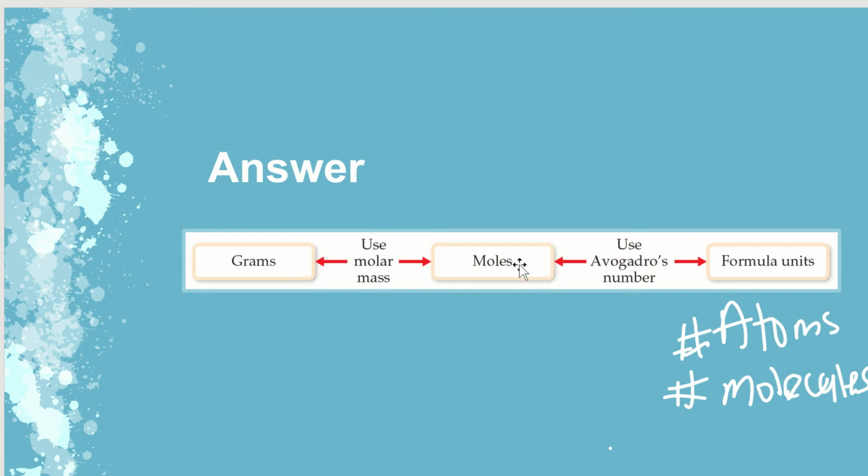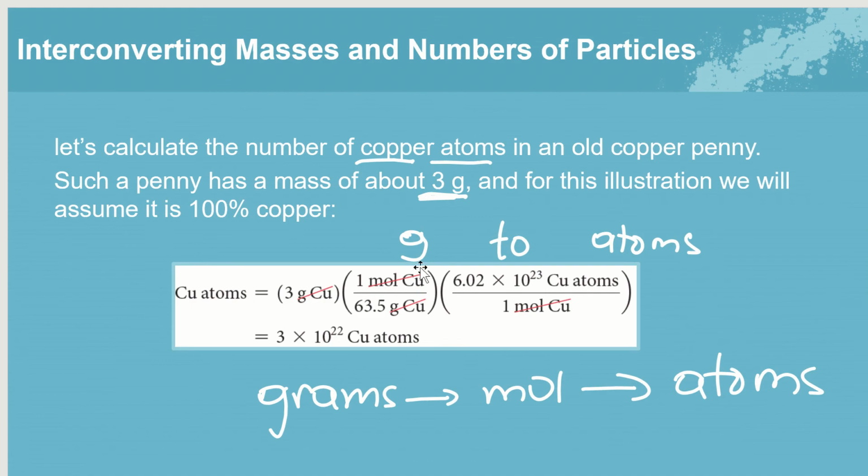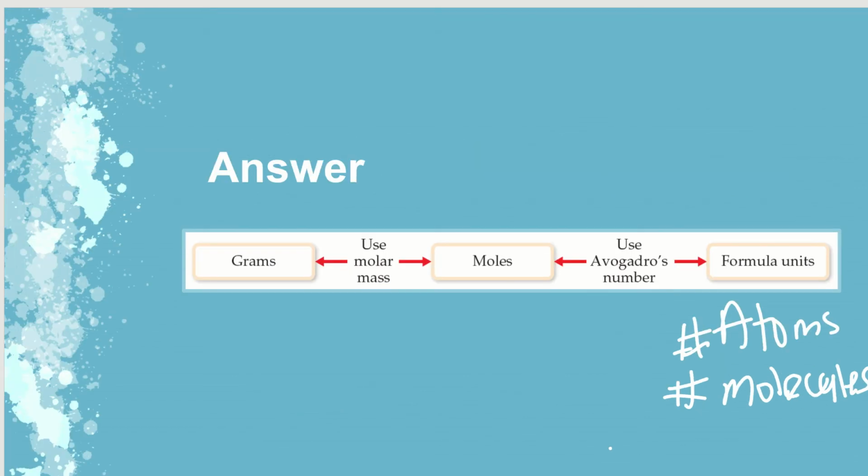And to convert moles to formula units, so when we talk about atoms or molecules, we use Avogadro's number. So if we're going from moles to atoms or molecules, for example, we use Avogadro's number. Here in this previous question, we were going from moles to atoms. Notice we went from grams to moles, so we used the molar mass, and we went from moles to atoms and we used Avogadro's number as seen here.